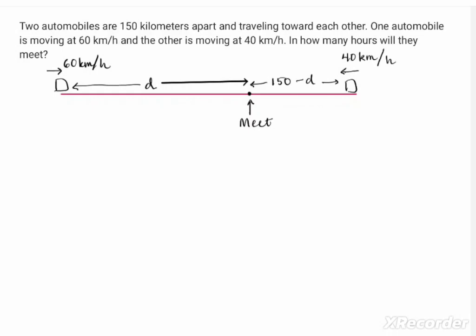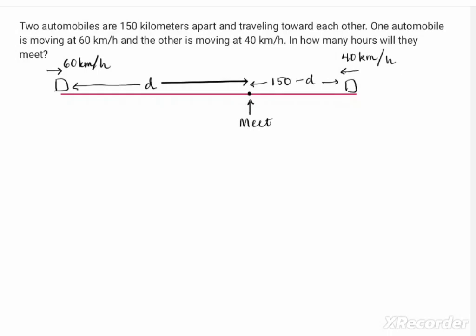So when would they meet? Let's say the 60 kilometers per hour car takes time t1 to meet. So how much time does the 40 kilometers per hour car take? If you think about it, they take the same time because they are meeting at the same position and they left at the same time.